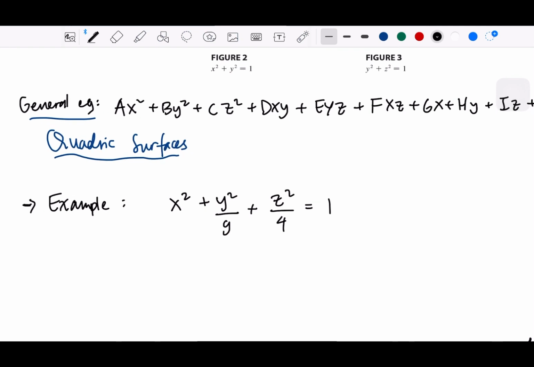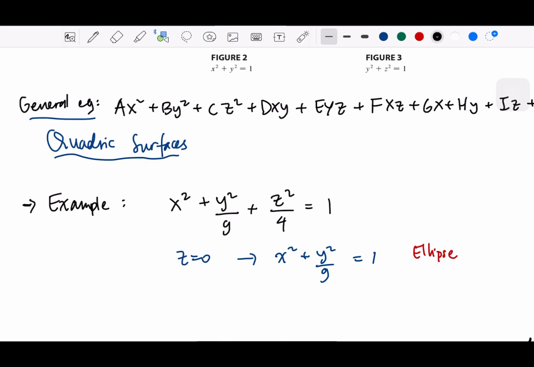The best way to identify is taking some part of the variables as 0. So, for example, let's assume that z is 0. So we get x squared plus y squared over 9 equal 1. And we know that this is an ellipse, right? This is an ellipse. So we have an ellipse for xy.